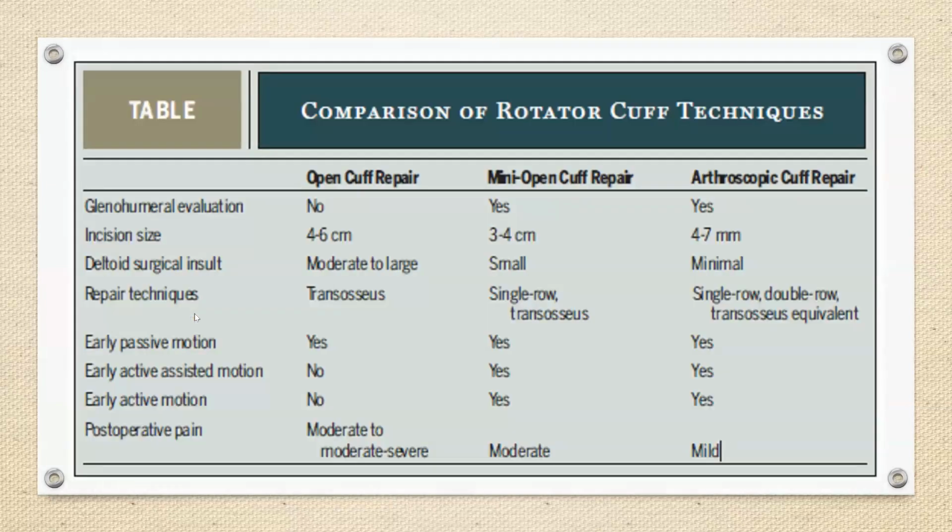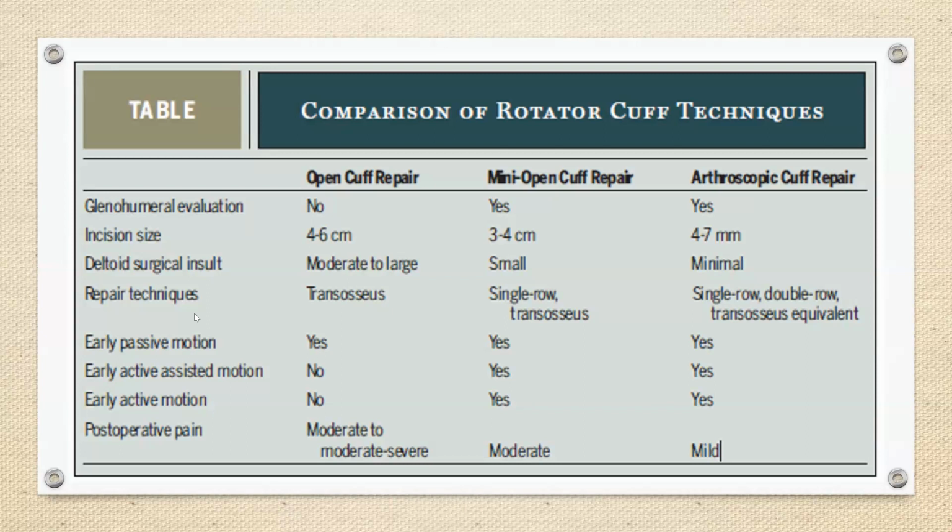So to summarize, when comparing the three different techniques, open cuff repair against mini open against arthroscopic, naturally open cuff repair does not allow for intra-articular evaluation, which can be done with the mini open and arthroscopic. Since mini open is usually arthroscopic assisted, intra-articular evaluation can also be done. The incision size of mini open is naturally much less than open cuff repair. However, compared to arthroscopic repairs, it will be naturally much more than the arthroscopic, which uses about 3 to 4 small incisions.